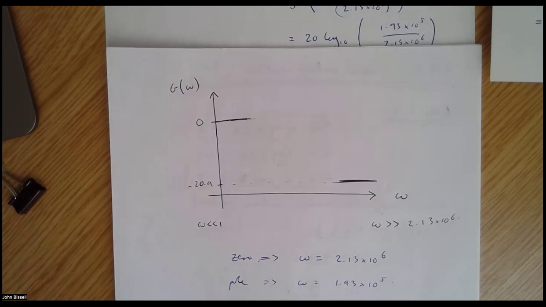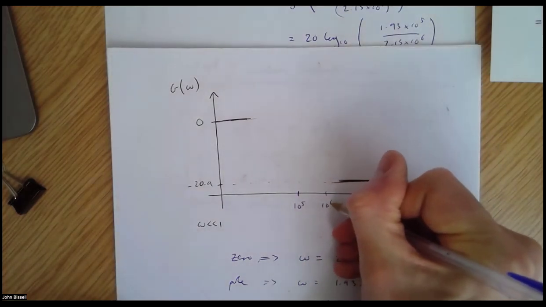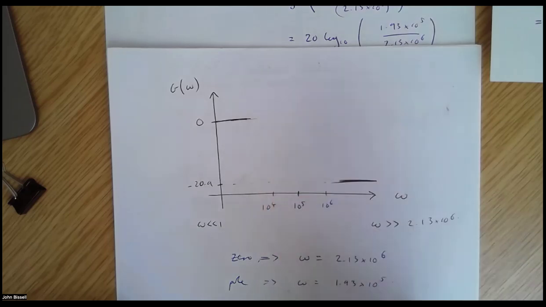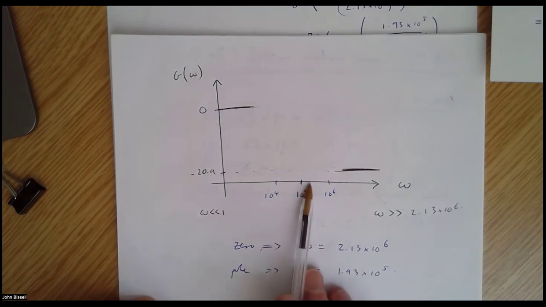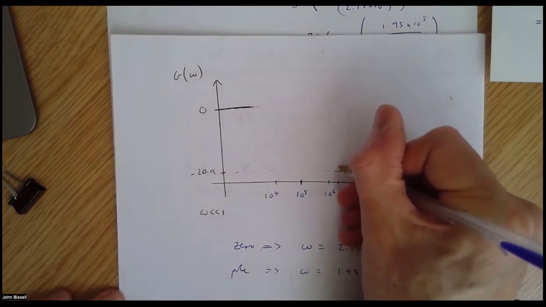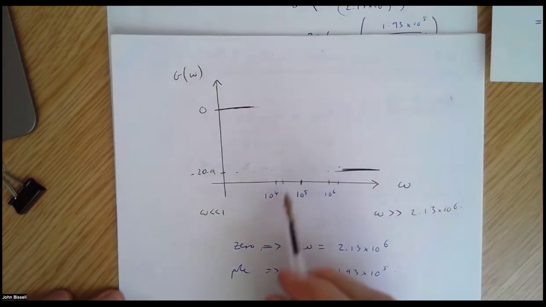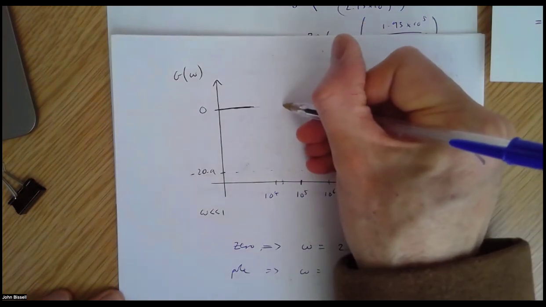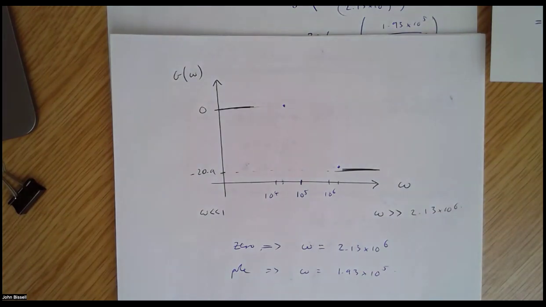Remember when we talked about the key area here, it's going to be around 10 to the 4, 10 to the 5, 10 to the 6, right? Because the zero's sort of at this point here. So that's kind of our zero area. And our pole's around this point here, right? So we're going to be up here with a pole. Okay, and that's the zero. Happy with that?